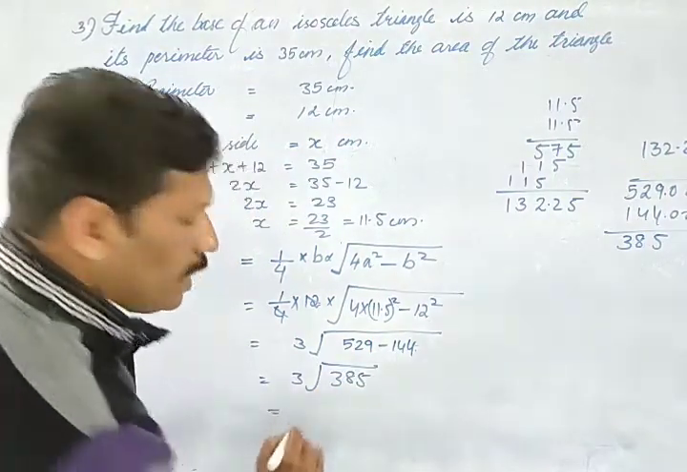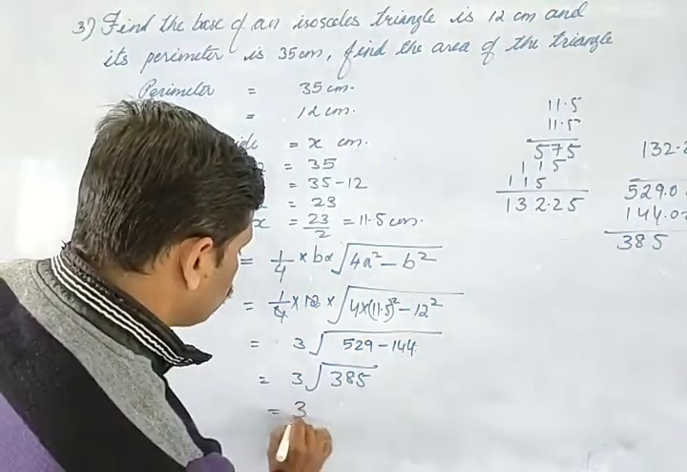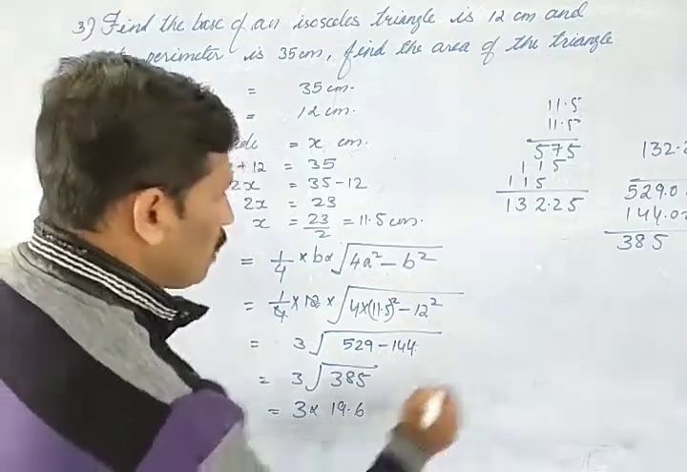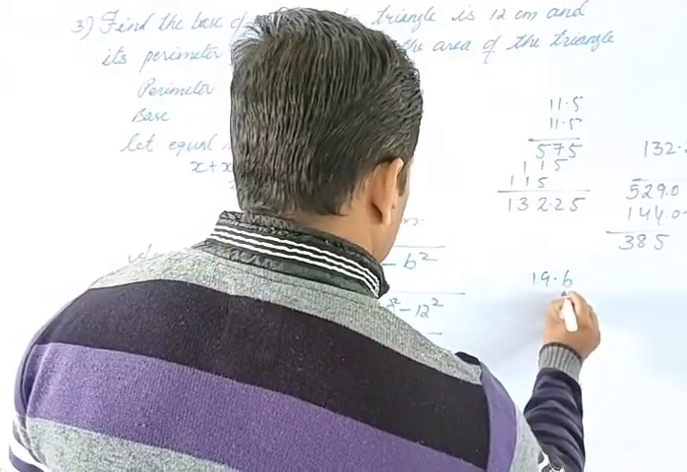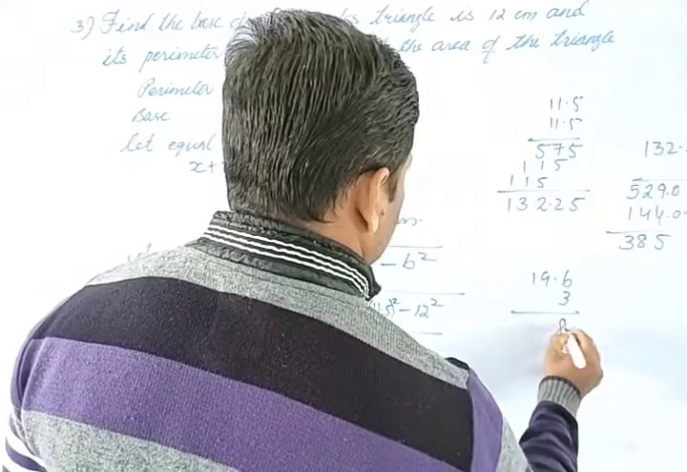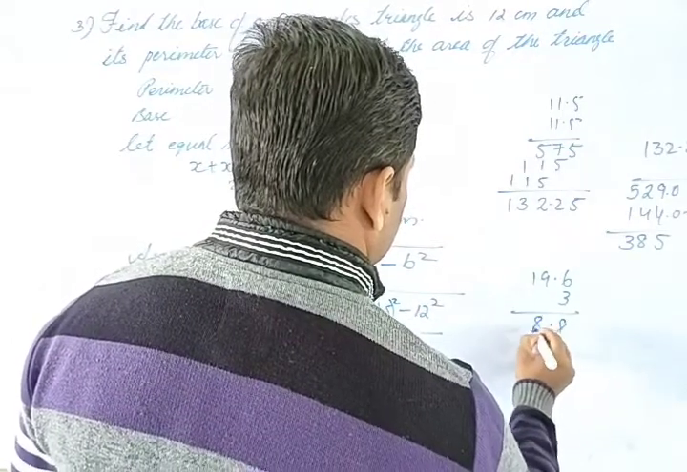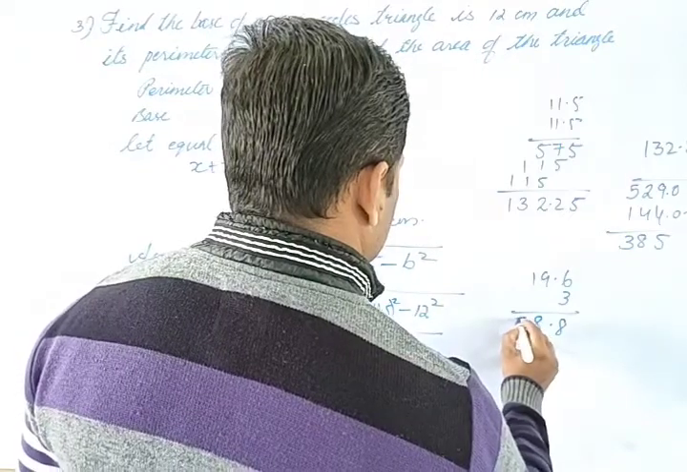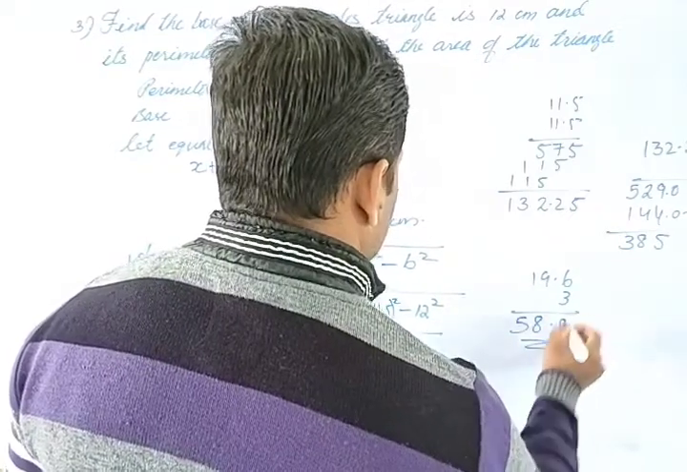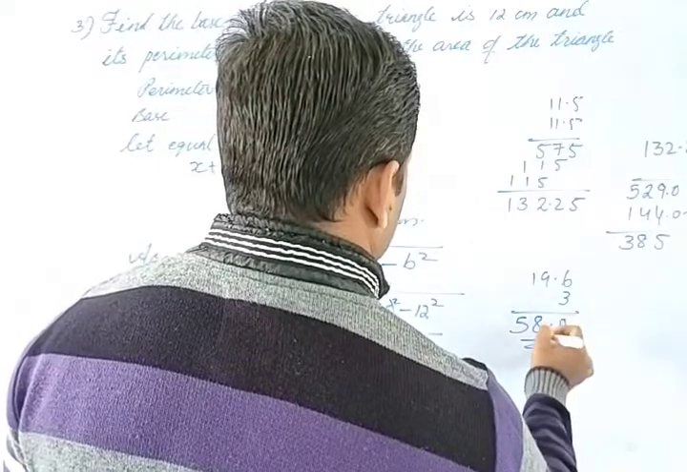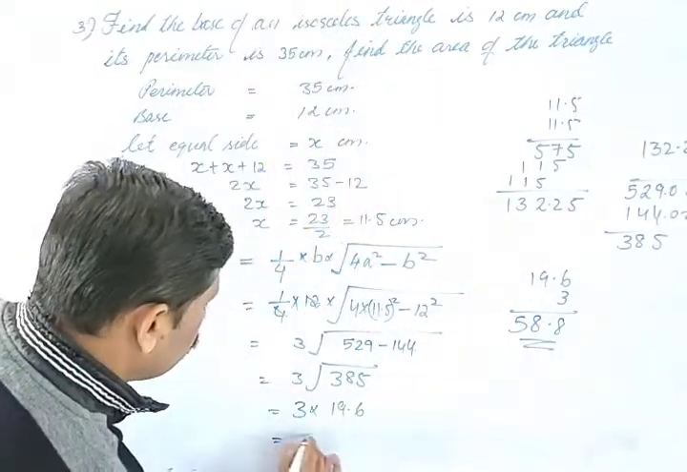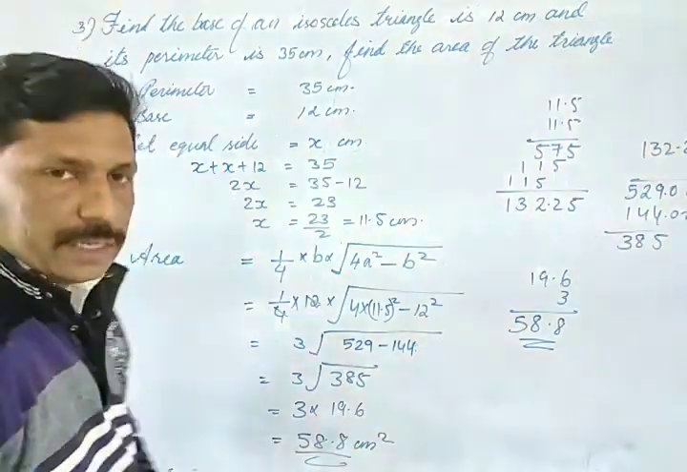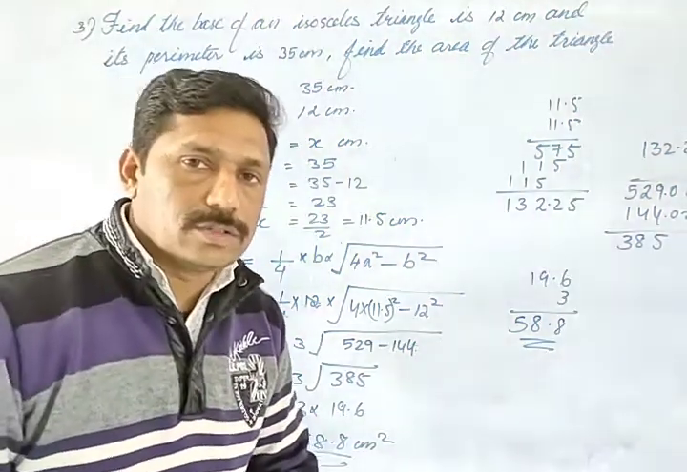When we take the root of 385, we get 19.6. Then we multiply 19.6 into 3. Means 58.8 centimeter square is the area of this isosceles triangle.